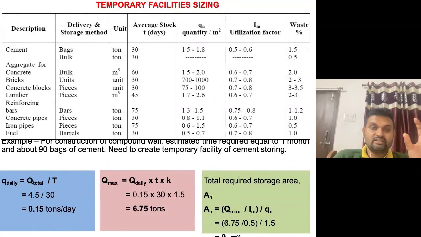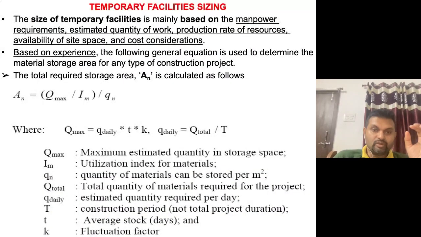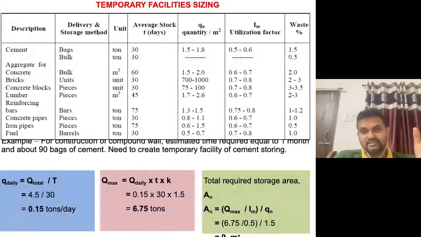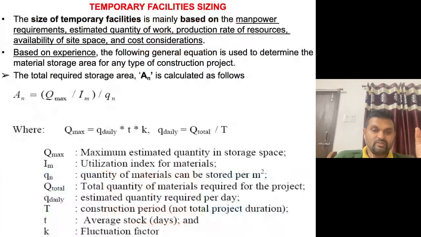You're going to get it from this table. See the fourth column from the front, the fourth column after the unit. So average stock, from here I'm going to get that small t value. And the k is the fluctuation factor. Fluctuation factor means how much wastage is allowed. See the last column, waste percentage. Here I'm going to get the waste percentage for different materials, so that I can put it here and calculate the Q max, the maximum estimated quantity in the storage space.